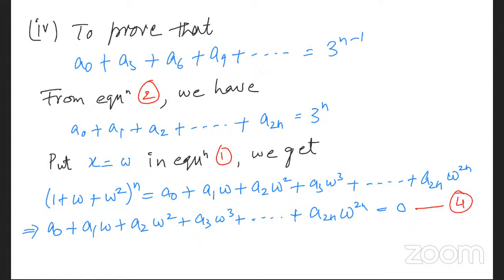And since 1 plus omega plus omega square is equal to 0, we got the fourth equation.